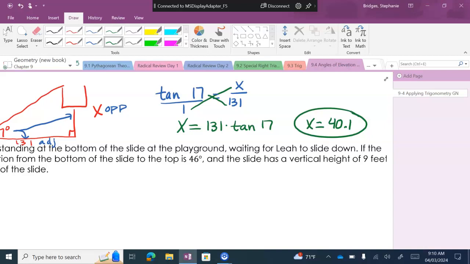Think about what a slide looks like. Draw your picture. Think about where everything goes. Where's your slide? Think about how your slide goes. When you have a slide, does it go straight up and down? Does it go flat? It goes at an angle. So that would be what your slide is. Does that make sense? You got to visualize. We've all played on a playground before.